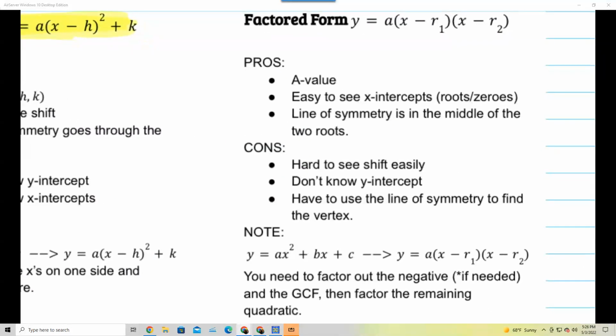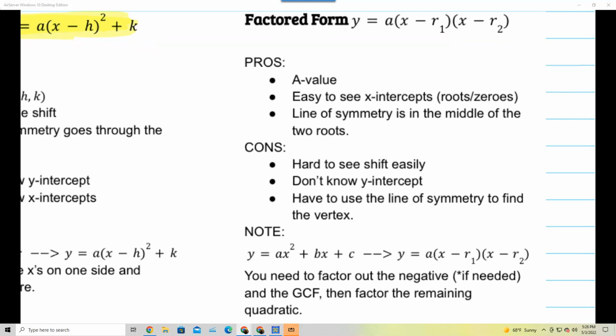Let's talk about factored form. Factored form, we did not spend too much time on it. In fact, I think we spent 2 or 3 days on it, and that was it. Factored form looks like this, and I did not give you the formula for factored form. I just kind of did it and said, "Oh, look, it's factored." Let's talk about the pros first.